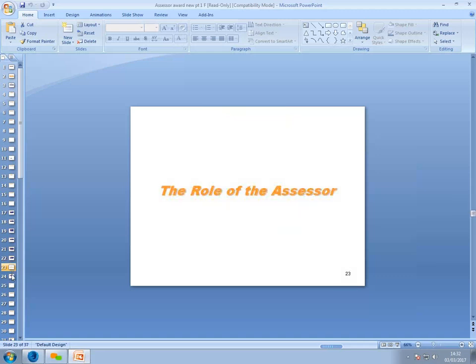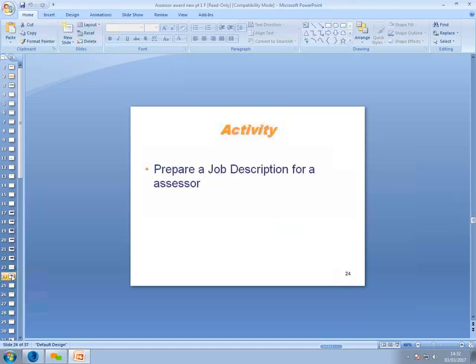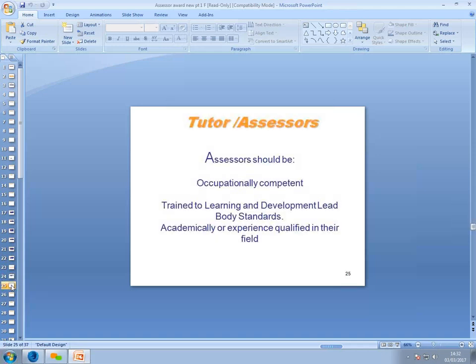The role of the assessor. Well, this is, again, you could do this if you wanted to, not necessarily, but prepare a job description for an assessor. Your school would probably have one of those already, so they'll be hitting exactly what you need for that.